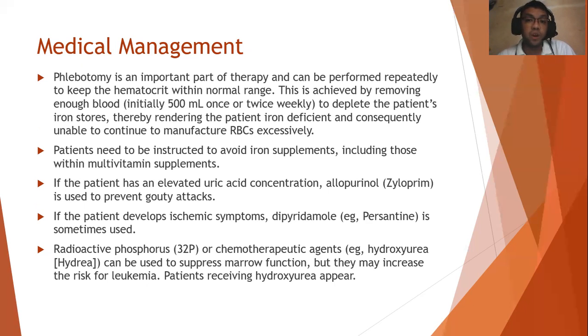So, to keep up with the loss of iron due to the phlebotomy, patients will be instructed to avoid iron supplements, including those within multivitamin supplements. If the patient has an elevated uric acid concentration, allopurinol is used to prevent gouty attacks. If the patient develops ischemic symptoms, dipyridamole is sometimes used. Radioactive phosphorus 32P or chemotherapeutic agents such as hydroxyurea can be used to suppress bone marrow, but they may increase the risk for leukemia.